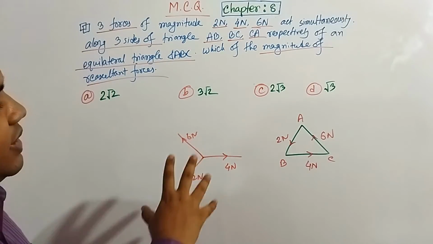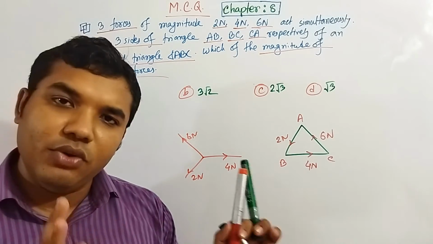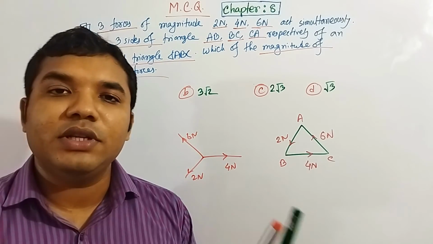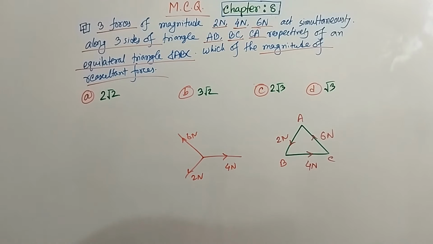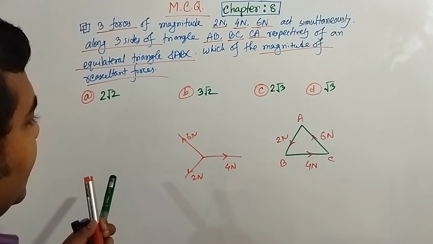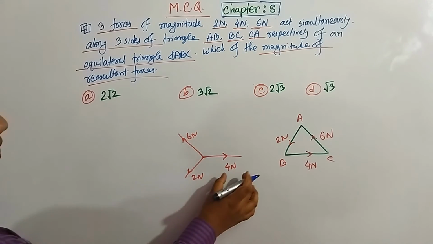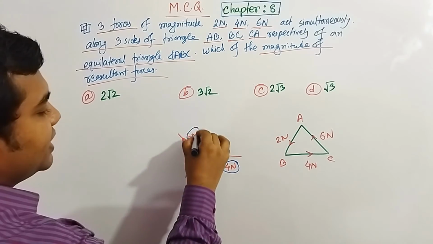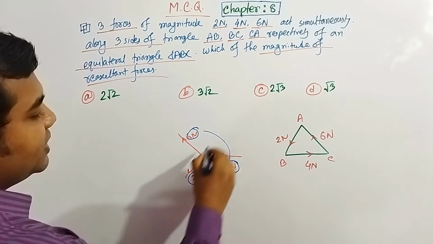We need to find out the resultant of it. So we can find out the resultant very easily. We know how to find that, but for MCQ we have to use some shortcuts. For that we have a shortcut, that is the difference between these. So what is the difference of the elements here? Here it is 2, 4, 6. So from 2 to 4 we have a difference of 2, and from 4 to 6 we have a difference of 2.